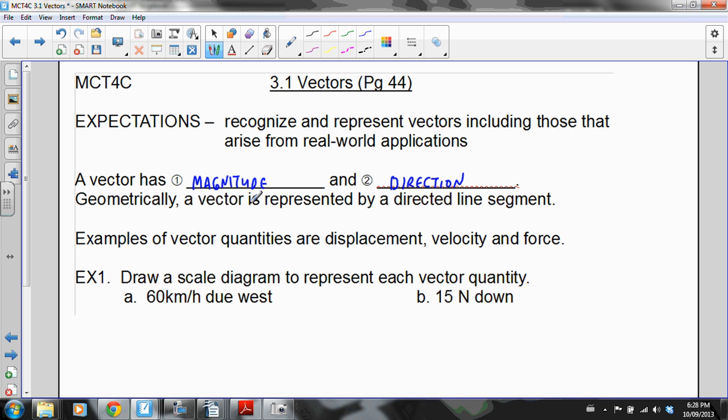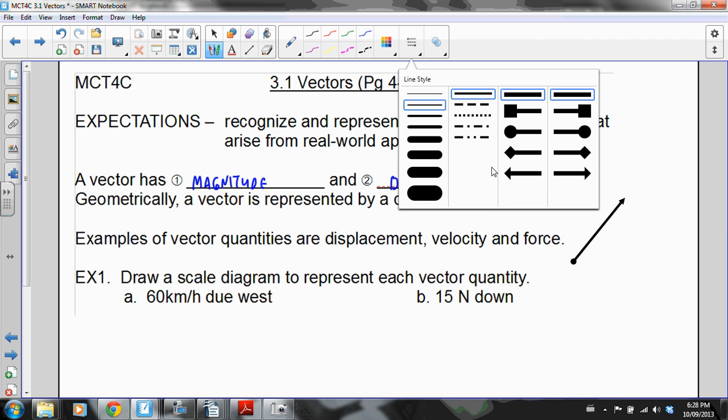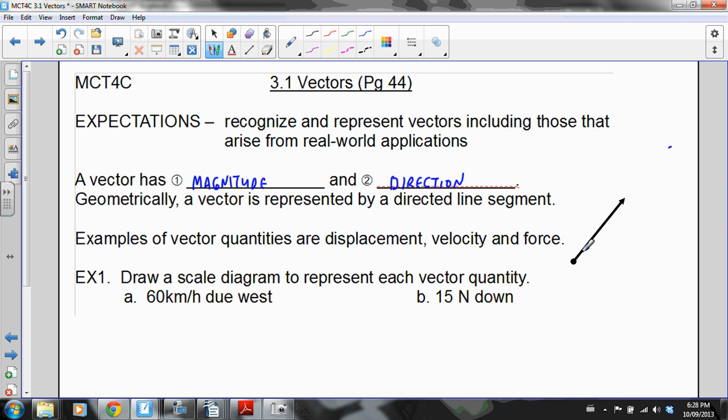We'll see geometrically a vector is represented by a directed line segment. So I'm going to get my directed line segments out. This is what it looks like, something like this. So I can see the magnitude here is just how long this line segment is. That's the magnitude, and the direction is the angle that this is shooting off in. And so we represent certain quantities in math, in real life, using these items.